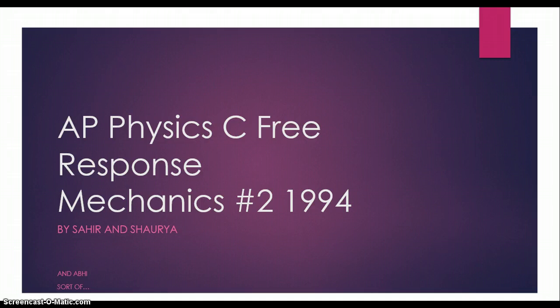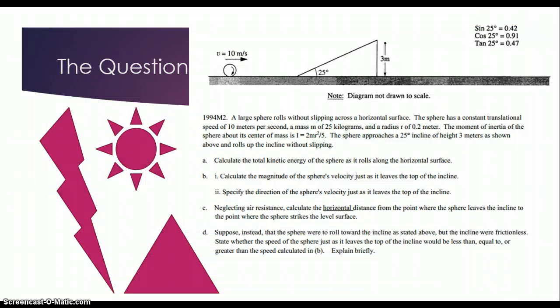Alright, so here's the question. A large sphere rolls without slipping across a horizontal surface. The sphere has a constant translational speed of 10 meters per second, a mass m of 25 kilograms, and a radius r of 0.2 meters. The moment of inertia of the sphere about its center of mass is I equals 2 mr squared over 5. The sphere approaches a 25-degree incline of height 3 meters as shown above, and rolls up the incline without slipping.